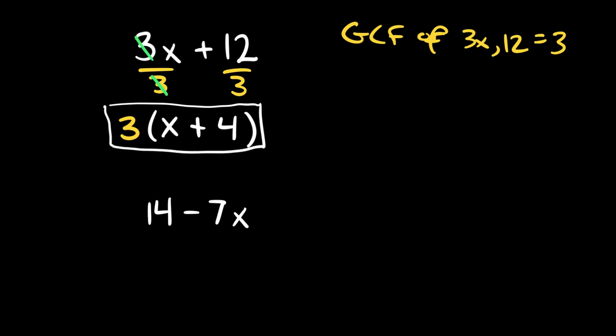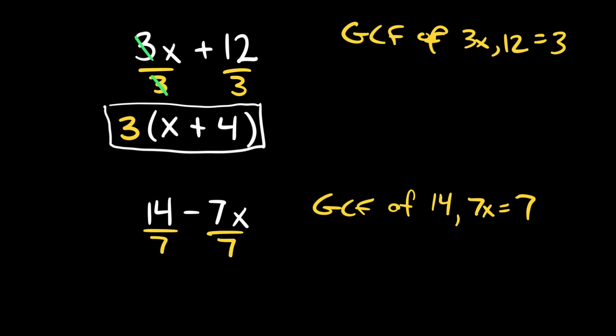Now back to our second problem here. The GCF, the greatest common factor of 14, and perhaps I'll say 7x, is 7. 7 is the biggest number that divides both those terms. So we divide both by 7. 14 divided by 7, that is 2.